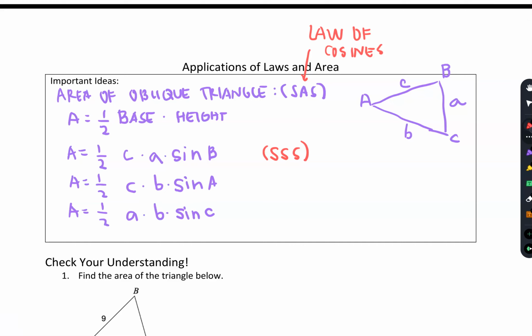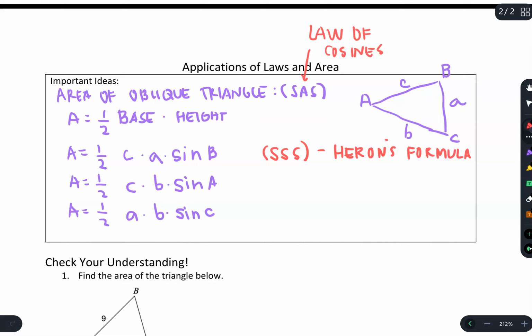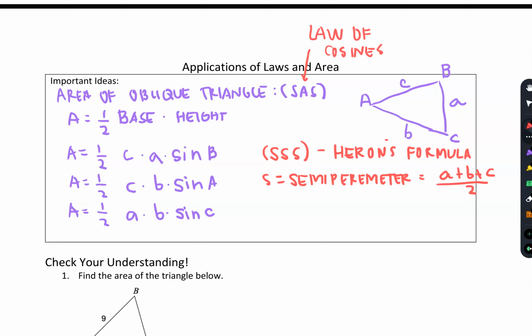We have to find something, it's called Heron's formula. Okay. We have to find something, a little s. And this is called the semi-perimeter. Okay, that means I'll add up all the sides and divide by 2. Okay. So semi-perimeter is all the sides added together divided by 2, but that's not my area formula yet.